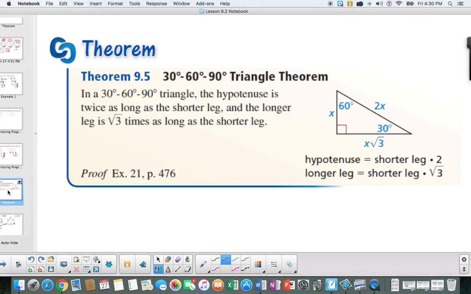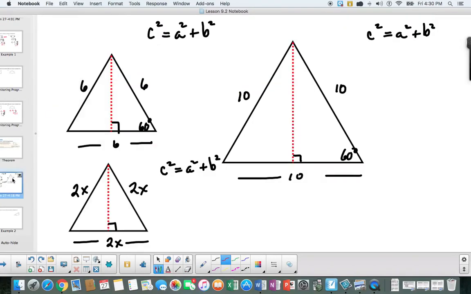And it says that the short leg and the hypotenuse have a 1 to 2 ratio. In other words, this is twice as long as this. And it says that the medium leg or the longer leg will be root 3 times the short leg. Now let's see why this is happening. Let's go ahead and take a look.